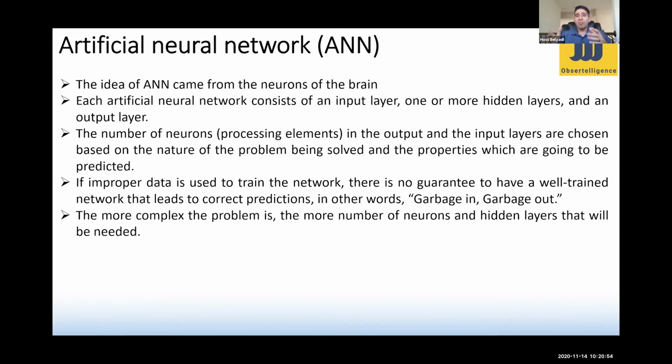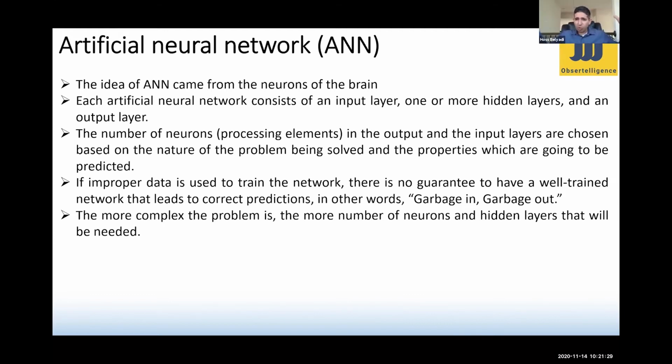Okay, and then the number of neurons in the output layer, and also the number of neurons in the hidden layer, is a function of how complex the problem is. So the more complex the problem is, the more neurons you're most likely going to need. If you're solving a pretty easy problem, you're not going to need many neurons in your hidden layer. But if you're solving a pretty complex problem, then in those cases, you're going to need a lot of neurons. And in some cases, you might need multiple hidden layers. You might need more than one hidden layer, which is when you're going into deep learning, right?